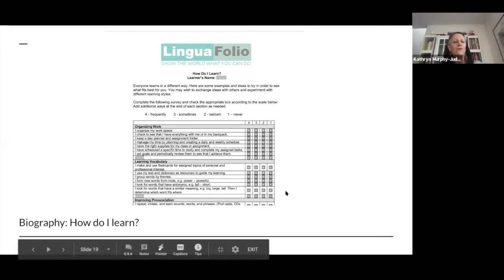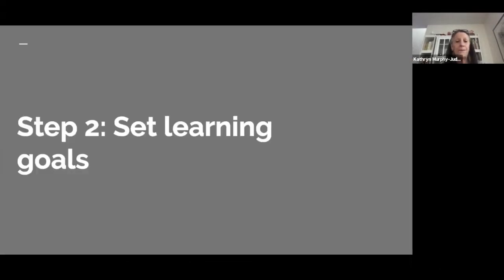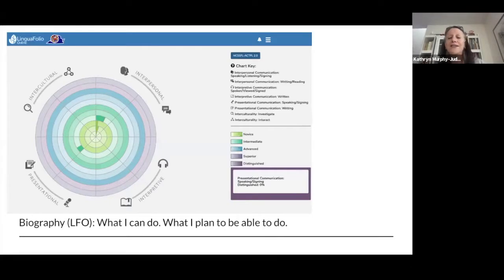So first of all, in the biography part of Linguifolio, there's a whole section on how do I learn? And then the second part is where they set up what they're going to learn, what the learning plan is. And this is my image there of as a fake student. I was pretending to be a student who was in the 200 level of a language learning class.